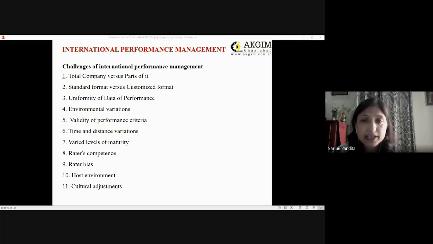So performance criteria has to be valid in a parent company. For example, what is valid in the parent company may not be valid in the host country, or vice versa. So you need to identify performance criteria. Then time and distance variations, very important. Performance of business activities in MNC is complicated by distance and time, because we have different time zones between parent company and subsidiary companies.